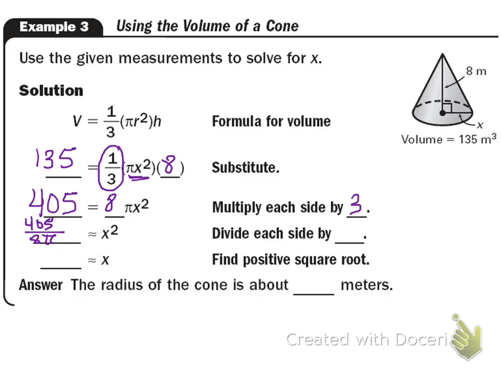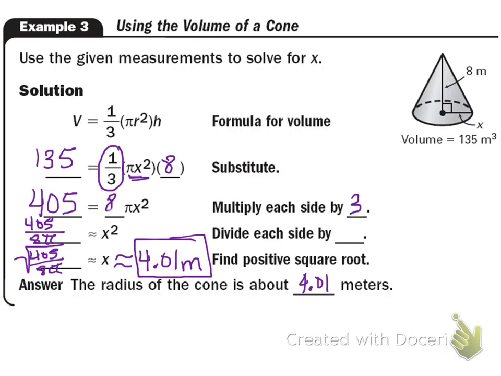Now, you won't be done until you get rid of the square on the x. To get rid of the square on the x, we need to take the square root of both sides. So we take the square root of both sides, square root of the 405 divided by 8 pi to get your final answer. You will find that x is approximately equal to 4.01. Now we were looking for the radius. That's just a linear measure, so it would just be meters, not meters cubed. The length of the radius then, this cone, the radius is 4.01 meters.